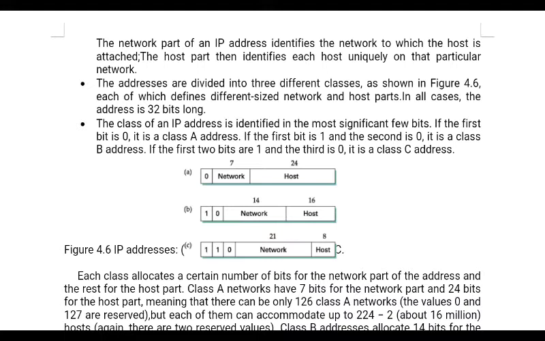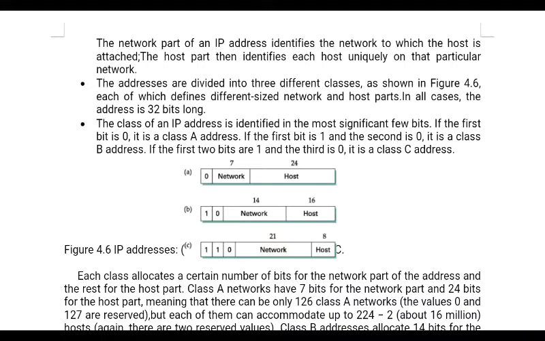If you look at the first one, the class A type of address, you will see there are two parts: one is the network part, another is a host part. In this, the network part is 7 bits, and the first bit is set to 0.